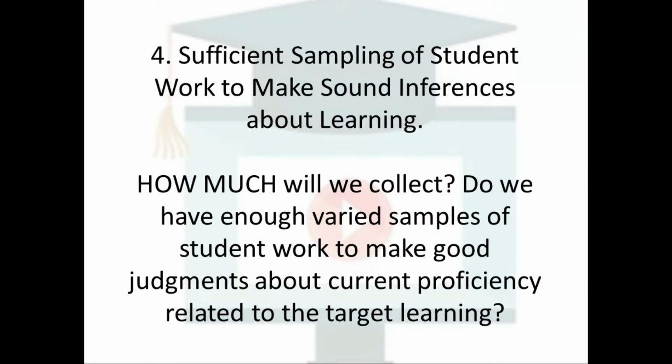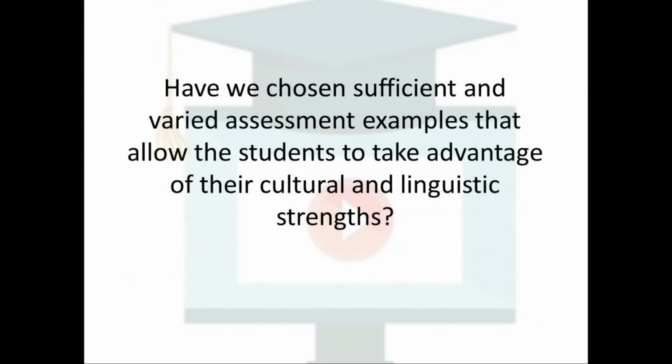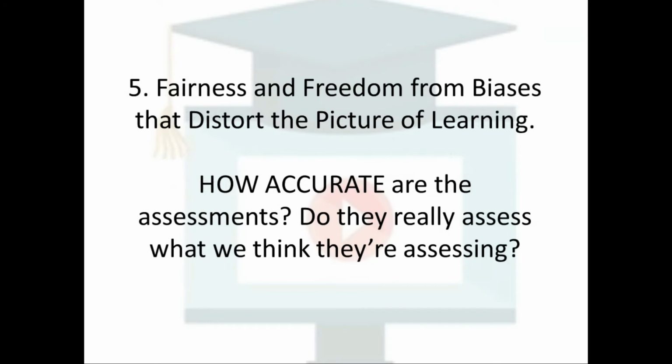4. Sufficient sampling of student work to make sound inferences about learning. How much will we collect? Do we have enough varied samples of student work to make good judgments about current proficiency related to the target learning? Have we chosen sufficient and varied assessment examples that allow the students to take advantage of their cultural and linguistic strengths? 5. Fairness and freedom from biases that distort the picture of learning.